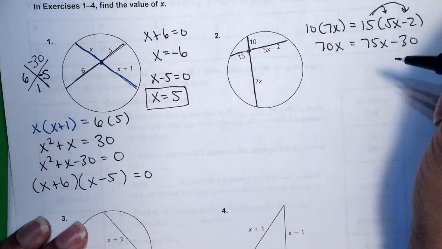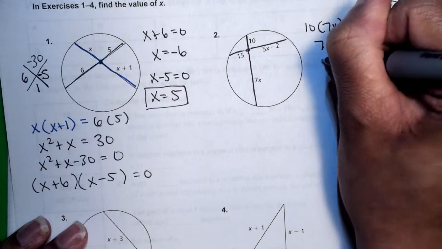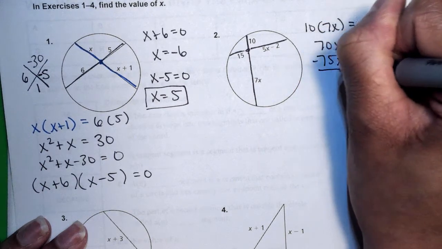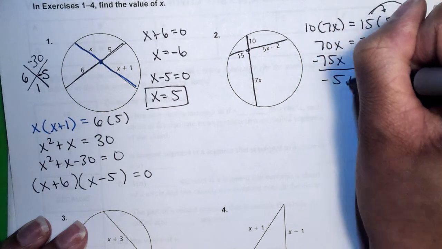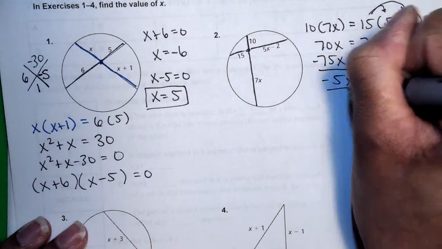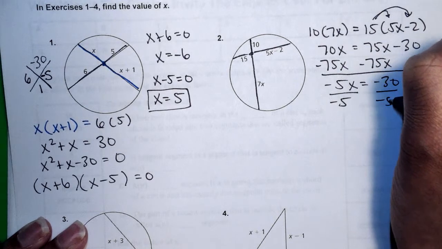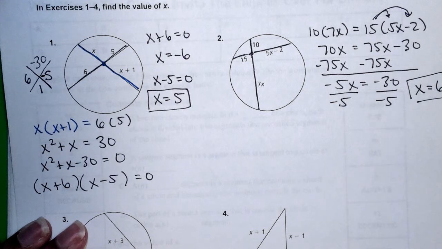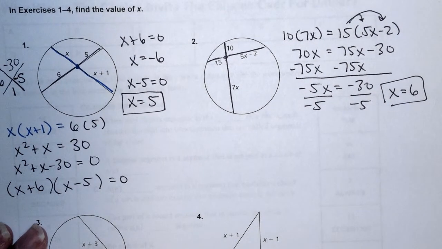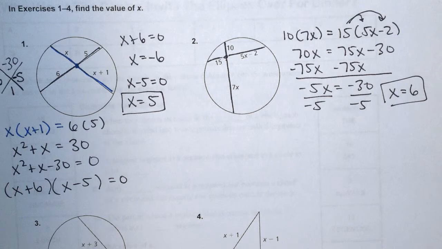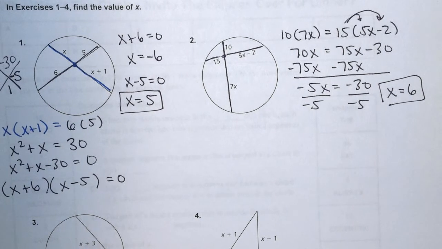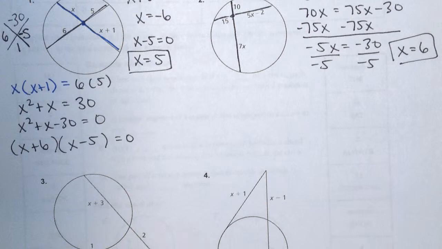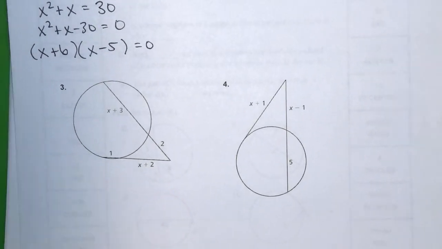I'm going to subtract 75x from both sides. So I'm left with a negative 5x equal to negative 30. And if I divide by negative 5, then I have x equaling a positive 6. So that is number 2. Now number 3 is different. So number 3, we are applying the secant segment theorem.